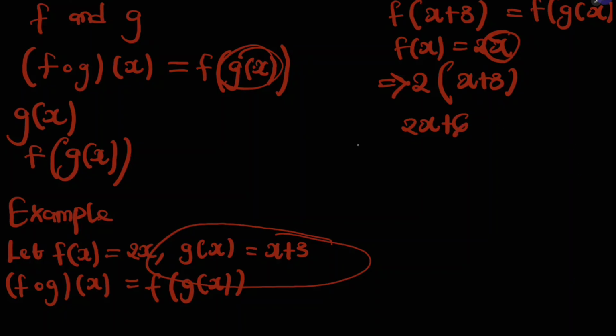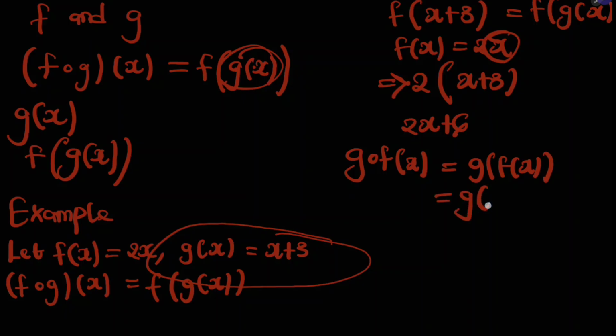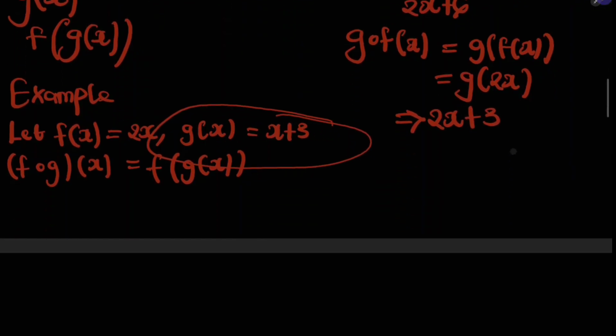Okay, let's take another one. If we have g of f of x, it's going to be g into f of x, which is g into 2x. And what are we going to have? Our g of x is x plus 3, so we're just going to substitute it. That is 2x plus 3. So this is what we have. And we need to take note.